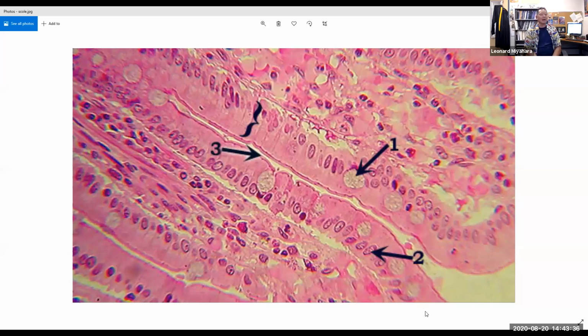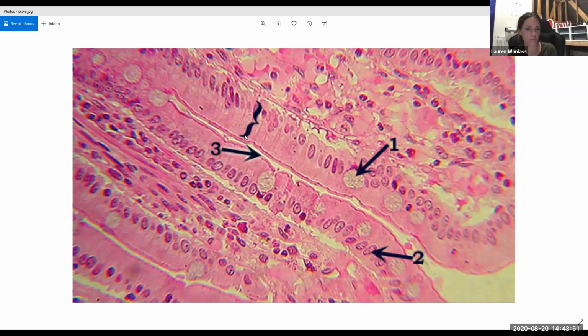Okay. All right, let's go ahead and look at some pictures. All right. Right about where that number 3 is, I want you to tell me what is the name of this tissue. Do you see a basement membrane and a free surface? And you're going to have to look carefully.